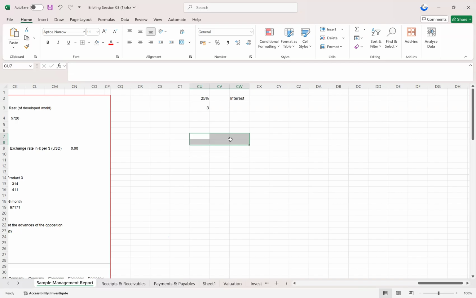Sometimes banks take a penalty for paying early, sir. Correct. Let's say there are foreclosure charges. Let's say there are 4% foreclosure charges generally in India.